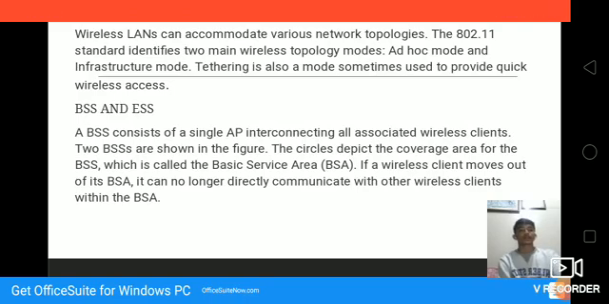BSS and ESS. A BSS consists of a single AP interconnecting all associated wireless clients. Two BSSs are shown in the figure. The circle depicts the coverage area for the BSS, which is called the Basic Service Area, or BSA. If a wireless client moves out of its BSA, it can no longer directly communicate with other wireless clients within the BSA.